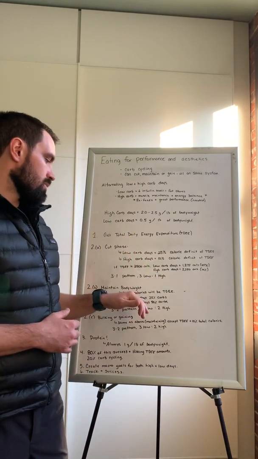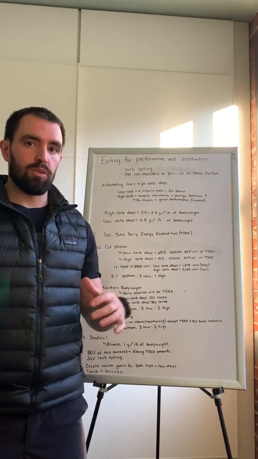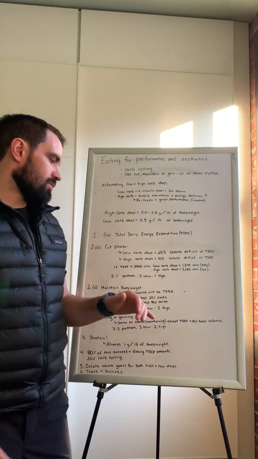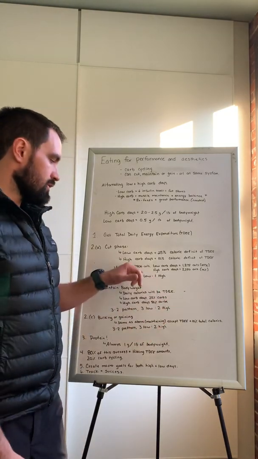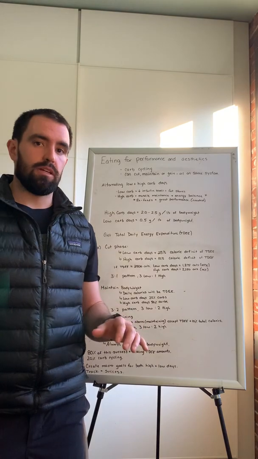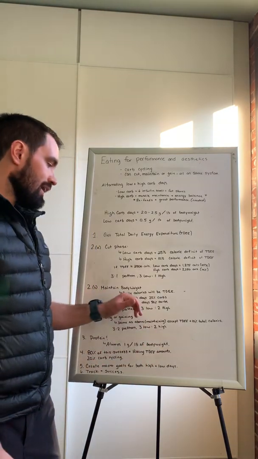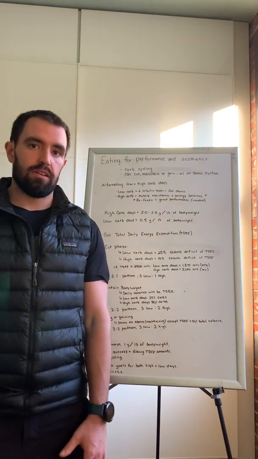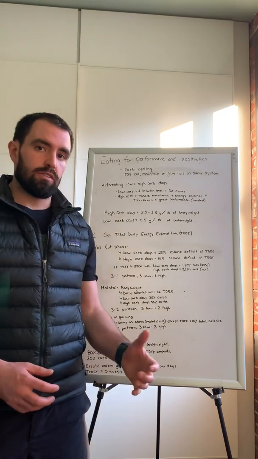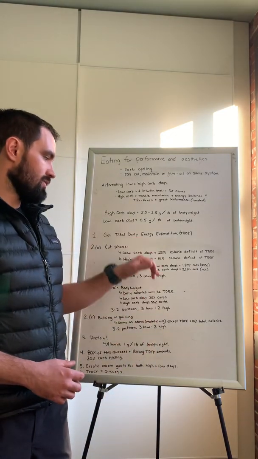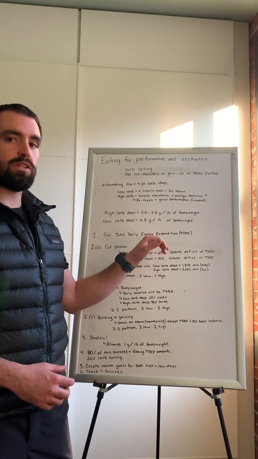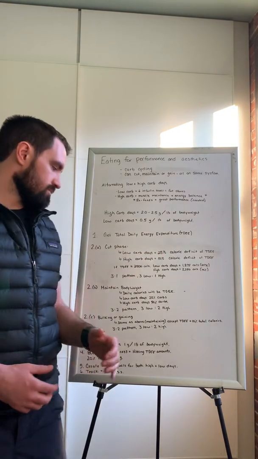Now, from there, we'll fluctuate between high carb and low carb days. On your low carb days, 25% of that 2,500 calories is going to be from carbohydrates. On your high carb days, 50% of that is going to be from carbohydrates. So again, 50% of your 2,500 from your total daily energy expenditure is going to be in carbohydrates.